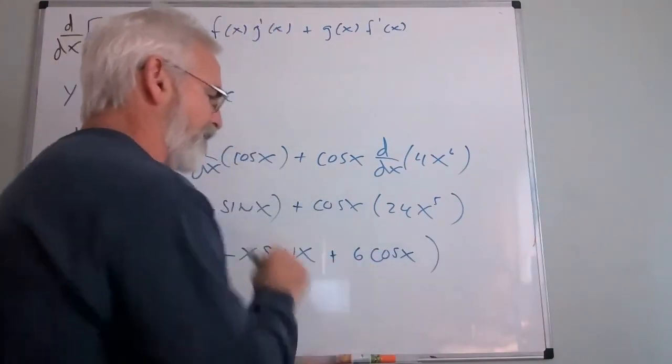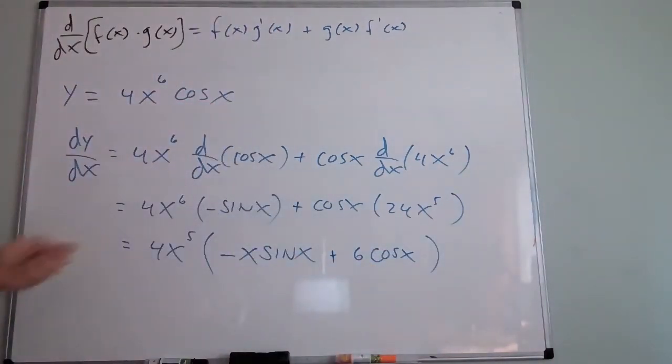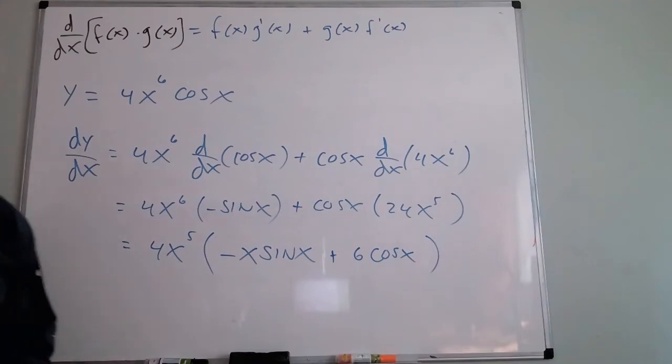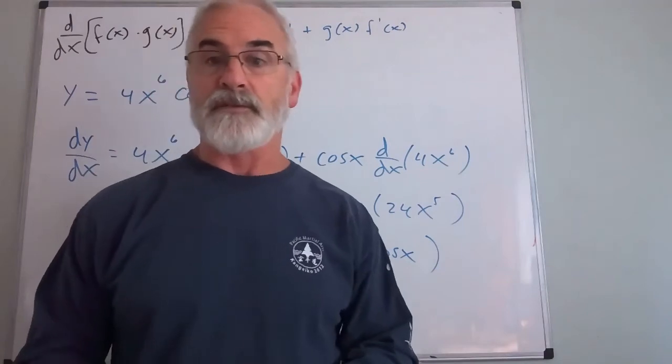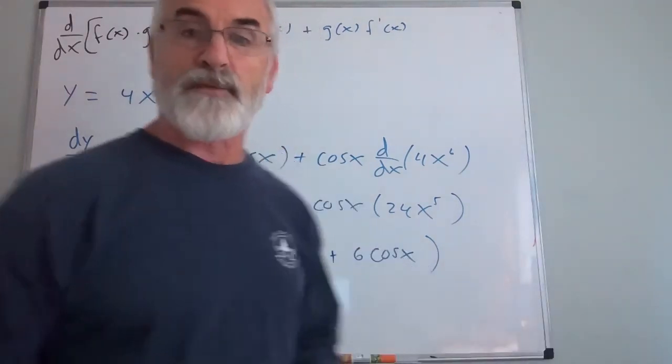Now, you could write those in reverse order. That wouldn't make any difference, but that's the factored form. That's the best answer I can give. So these are some simple examples of how the product rule is actually used. Again, the derivative of a product, pretty straightforward.